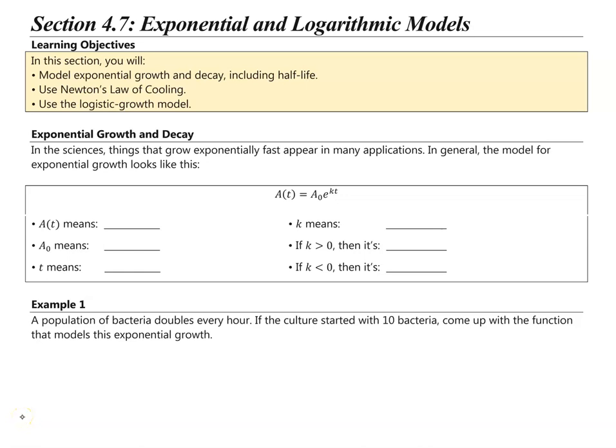Section 4.7 Exponential and Logarithmic Models. In this section, you will model the exponential growth and decay, including half-life, using Newton's law of cooling, and use the logistic growth model. So let's start with the exponential growth and decay.